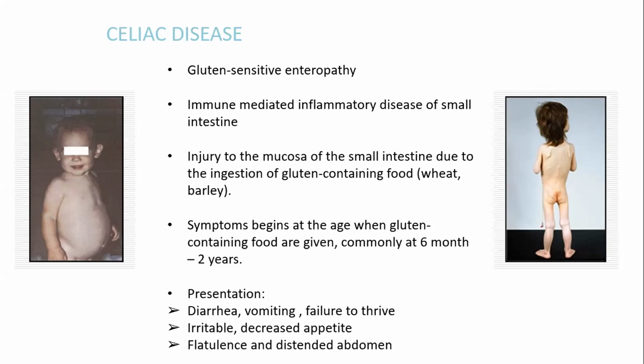The symptoms will begin at the age when gluten-containing foods are given. Examples of gluten-containing food are things like bread, barley, cakes, and things like that, which is commonly at the age of 6 months when we start weaning, or 2 years old. The presentation: diarrhea, vomiting, failure to thrive, in contrast to functional diarrhea. Irritable, decreased appetite. You can also have flatulence and a distended abdomen.